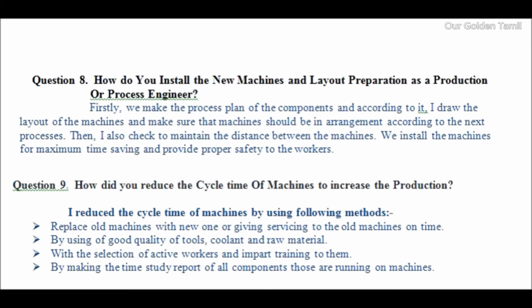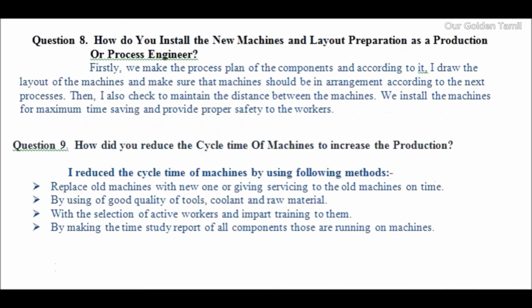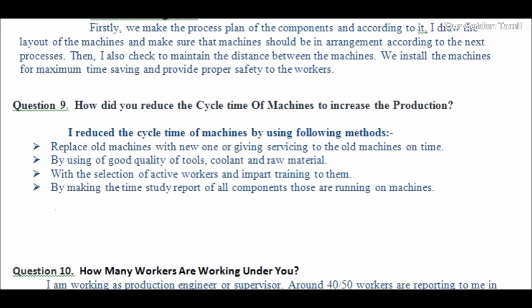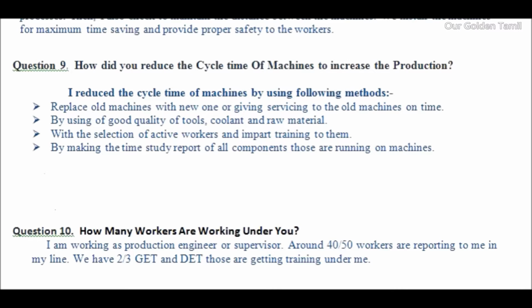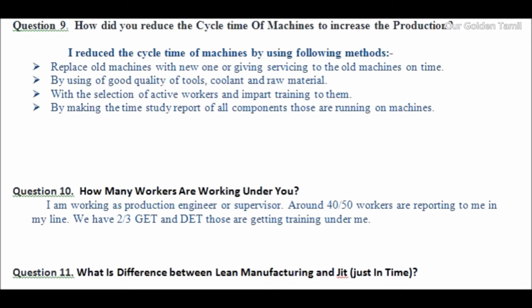I reduced the cycle time of machines by using the following methods. Replace old machines with new ones or give servicing to the old machines on time. By using good quality of tools, coolant and raw material. With the selection of active workers and imparting training to them. By making the time study report of all components that are running on machines.